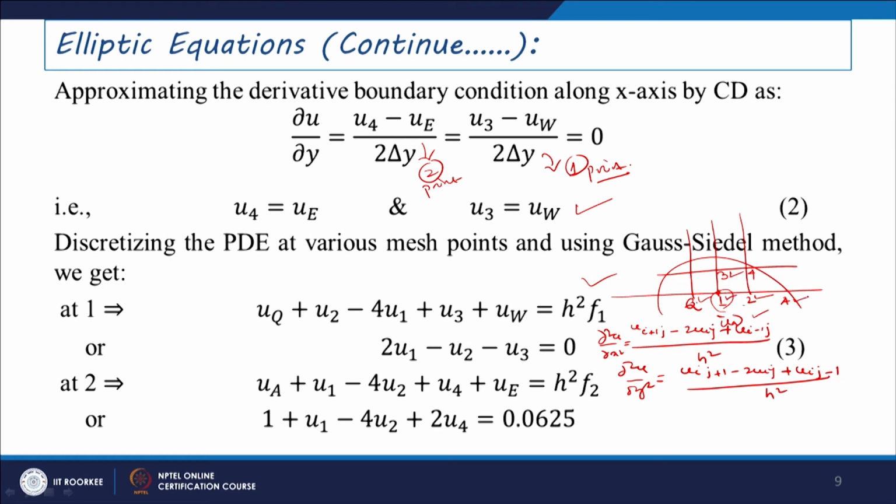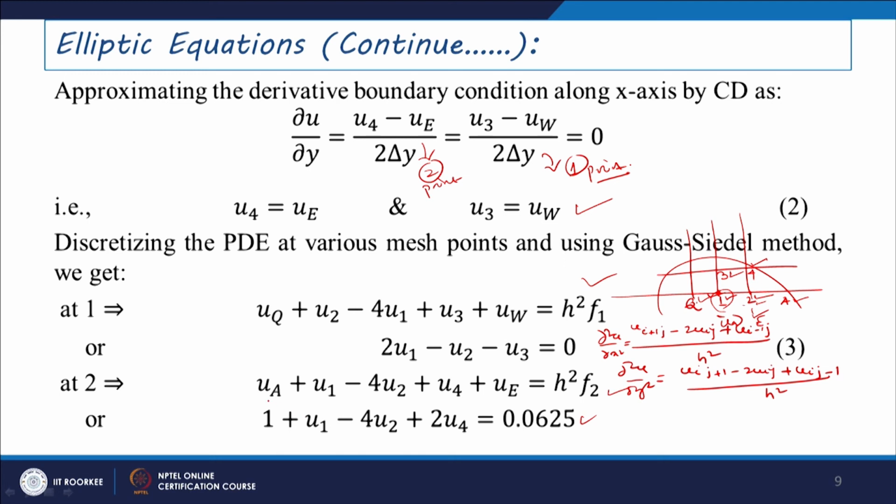Similarly, at point 2, if we calculate here, it considers point 1, point A, point 4, and point E here. So it can be written as UA plus U1 minus 2 U2 plus U4 minus 2 U2 plus UE, and this equals h square f2. Since the f2 value is considered as 1 here, we take 0.25 square, that is nothing but 0.0625.